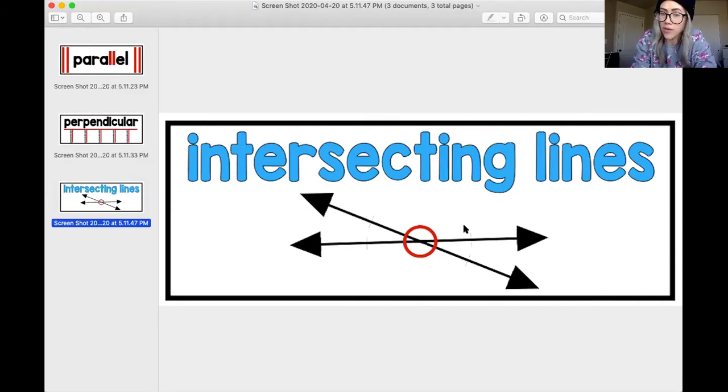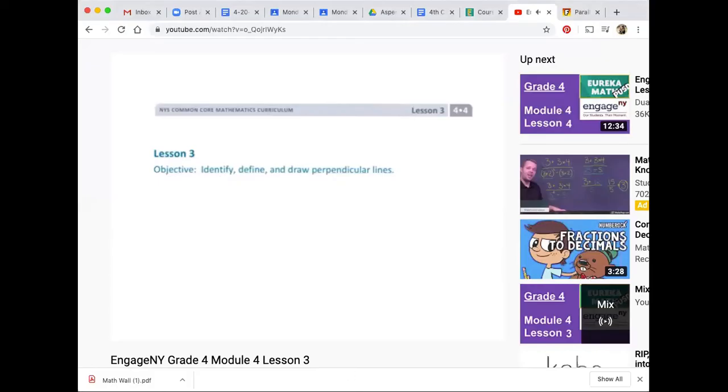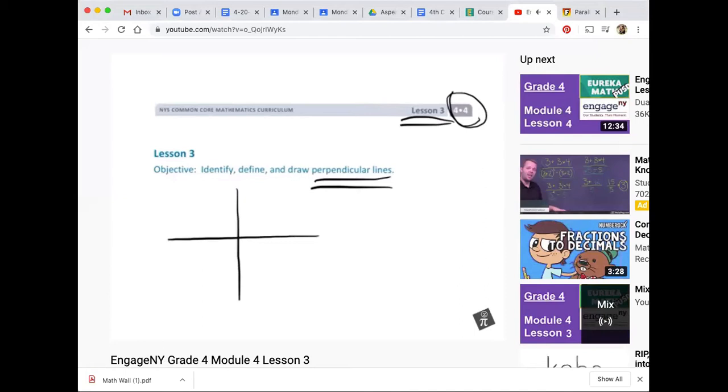I'm going to show you a quick video that's going to explain this. All right, this is grade 4, module 4, lesson 3, and we're going to be learning all about perpendicular lines. Basically, a pair of perpendicular lines are two lines that when they intersect, boom, they intersect and form a 90-degree angle. And in this case, they're forming 4 90-degree angles. So boom, boom, boom, and boom.